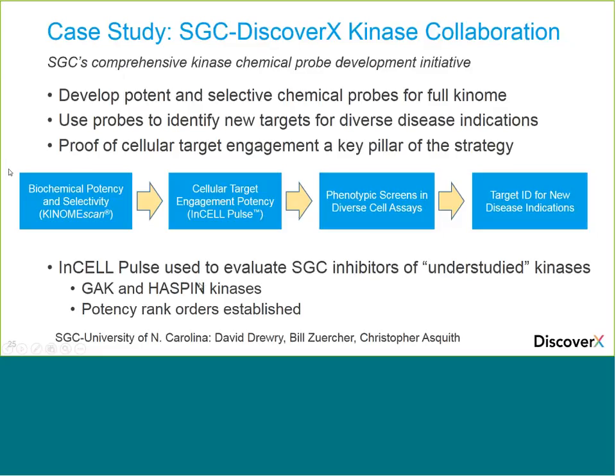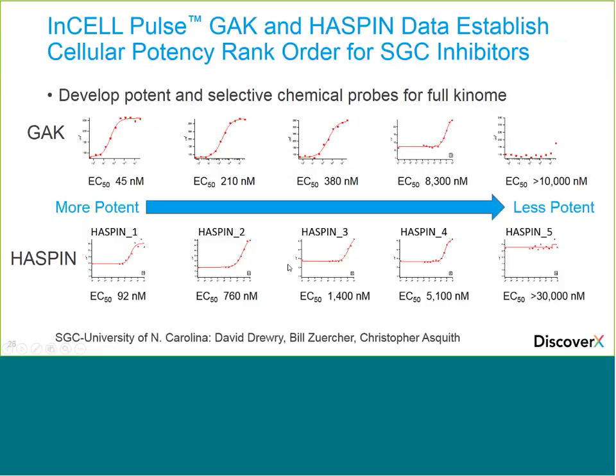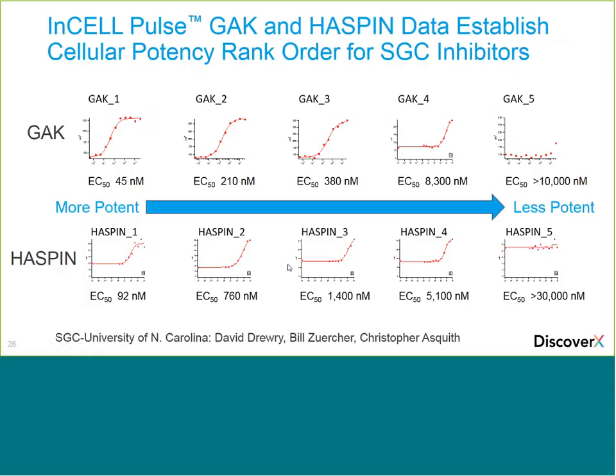We've got some biochemical data showing that these compounds are potent and hopefully selective, and now we need the cellular target engagement data. So we were able to successfully run these assays and to generate rank order potency for the series of compounds that were provided. For the GAC kinase, we've identified very potent compounds, sub 100 nanomolar, and the rank order potencies going from left to right go all the way up to 10 micromolar in a cell, and a similar story for Haspin as well.